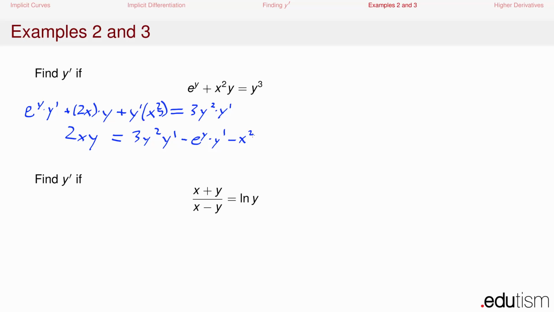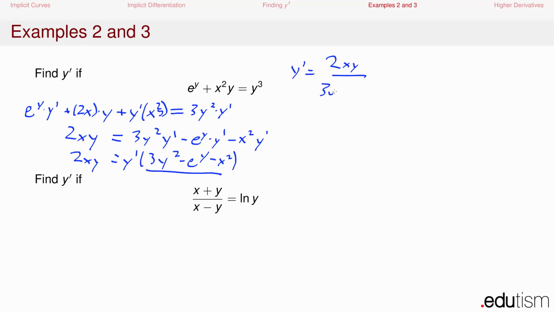squared y prime. So now we want to factor a y prime out of all those terms on the right-hand side. So y prime times 3y squared minus e to the y minus x squared. This whole thing equals 2xy. So we're going to divide by this thing, and we get that y prime is 2xy over 3y squared minus e to the y minus x squared. So we have solved for y prime.